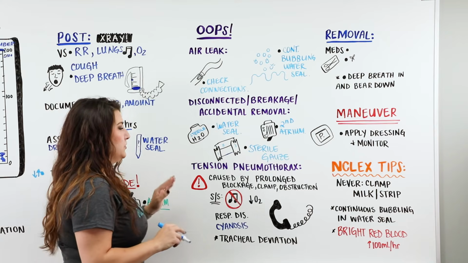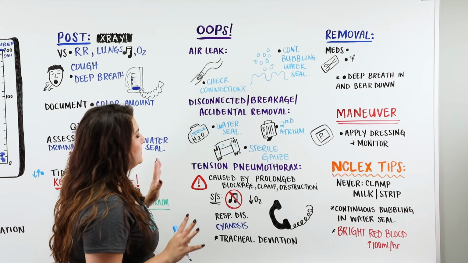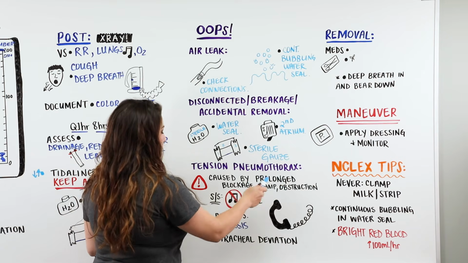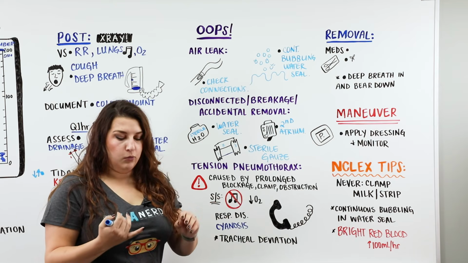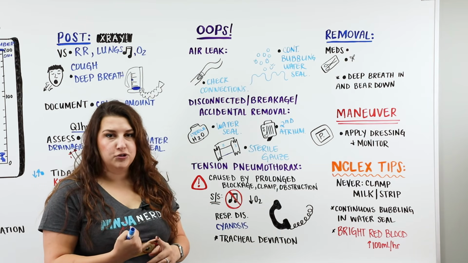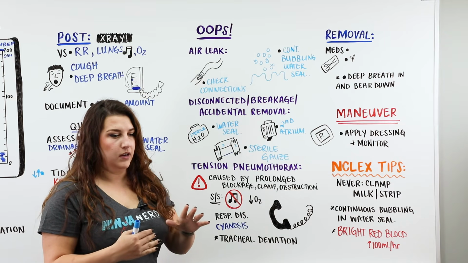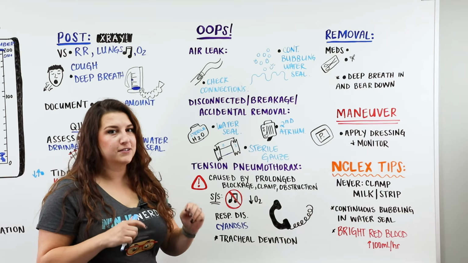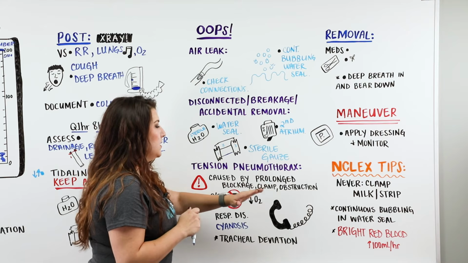The last thing is a tension pneumo. I mentioned this before. A tension pneumo is caused typically by a prolonged blockage, a clamp, or an obstruction within the chest tube. When you go in the room and you see the water seal, there's no leakage or bubbling, and you notice that there's no tidaling. The tidaling isn't going anywhere. Usually it's an indication of a healthy lung, but there is sometimes where there is a clamp or a blockage or an obstruction. So think about this.